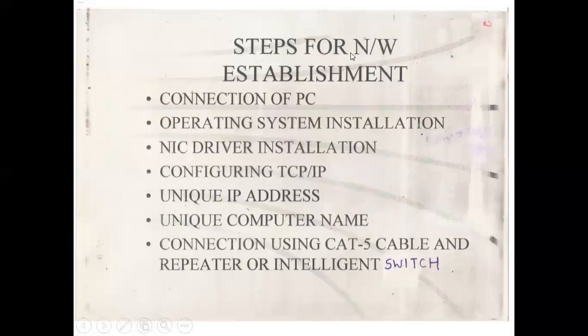So how to establish a network between two PCs? These are the steps required for network establishment. First of all, you take two machines and install an operating system. Number two, on both machines you install the LAN driver or network interface card driver. If you don't install the driver, it will not be recognized by the operating system. Then the third step is configuring TCP/IP, where you give a unique IP address to both machines. Then you give a unique computer name to both machines, and connect the two machines using a category 5 cable and a repeater or intelligent hub.